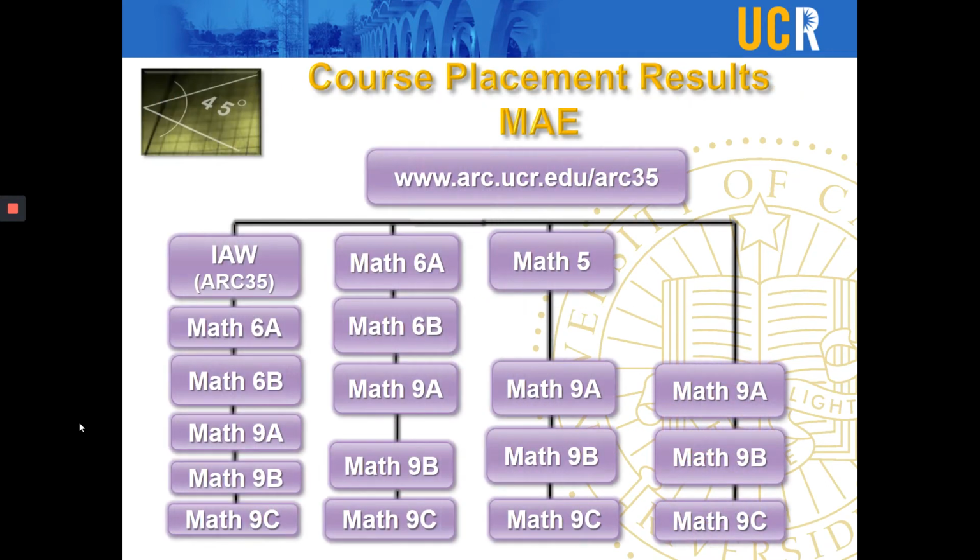Depending on your MAE scores, you could start with ARC 35, which is pre-college math, and should be taken in summer prior to starting at UCR, Math 6A, Math 5, which are both pre-calculus, and Math 9A, which is single variable calculus. For ARC 35 placement, please visit the listed Academic Resource Center website for enrollment information in this course.